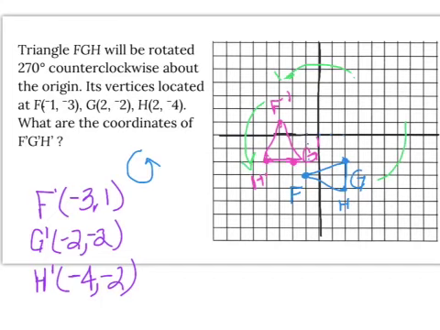Anytime you have a rotation, plot your triangle or your figure and physically turn your paper the number of times. 90 degrees is once, 180 degrees is twice, and like we just did 270, we turn it 3 times.